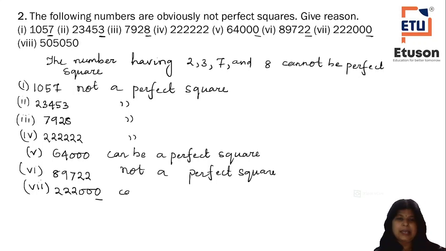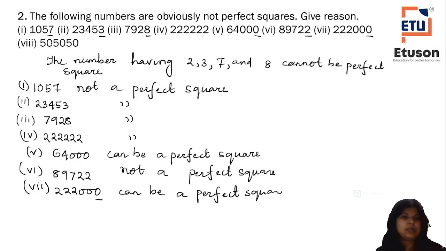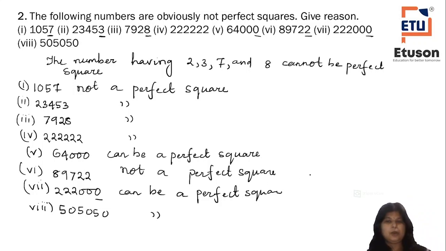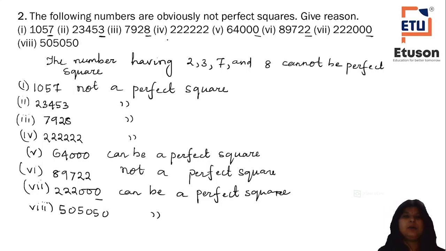Okay, so can it be a perfect square? Not sure. It can be, as it has 0 at its unit place. Okay, so next, again you have 0 at its units place, so there is a possibility that it can be a perfect square, not sure. Okay, but in this question you have to just find out the numbers which are obviously not perfect squares. So the number having 2, 3, 7, 8 cannot be a perfect square.